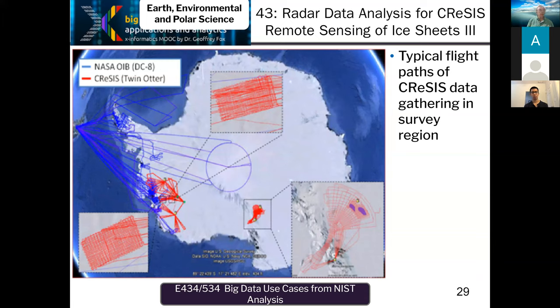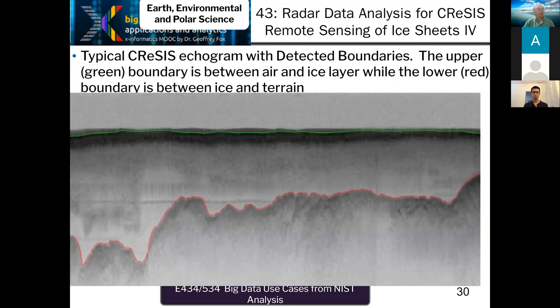So anyway, you map. They have a couple of aircraft, a Twin Otter, a small aircraft, and a DC-8, which is a bit bigger, although pretty old, of course. Here is cleaner data. And so you can see, here is the bottom.